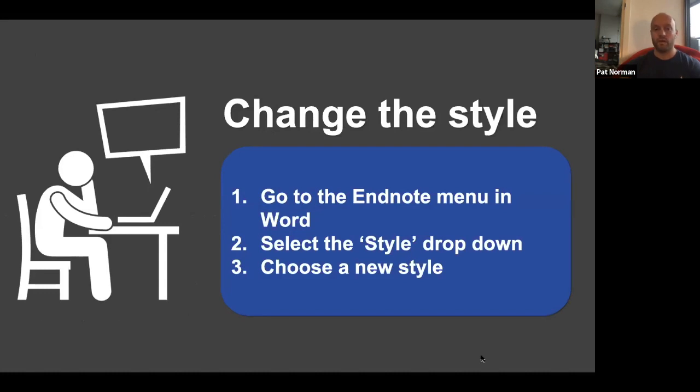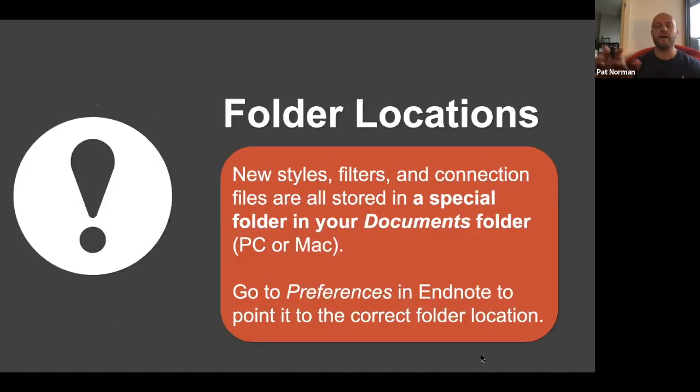It will automatically update your whole document into that new referencing style. And this is just a note about saving new styles, filters, and connection files, particularly AGLC. This is something we'll talk about in the more experienced users workshop. They get saved in a special folder in your documents folder on a PC or Mac. So if you are installing the AGLC style and you have a problem with it, it's probably easier to email me if you want help with that.